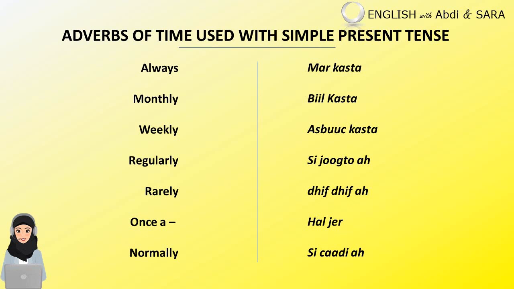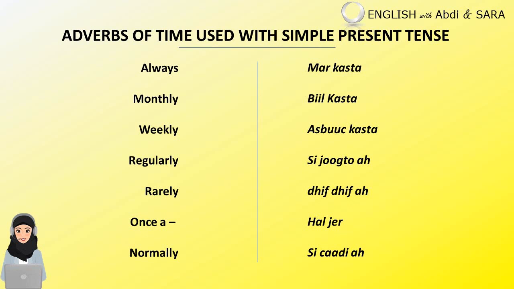Regularly. Regularly is similar to always. It means the things that are done repeatedly many times. Rarely. Rarely are things that we don't do a lot of times. Maybe one time after a long period of time.